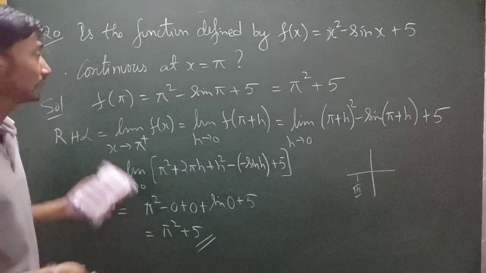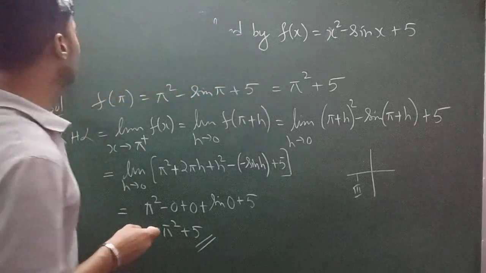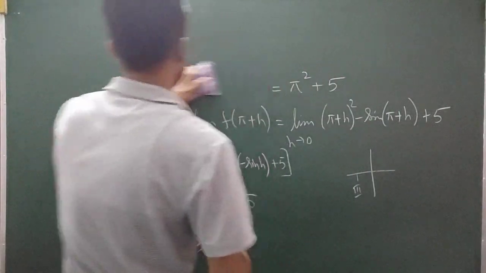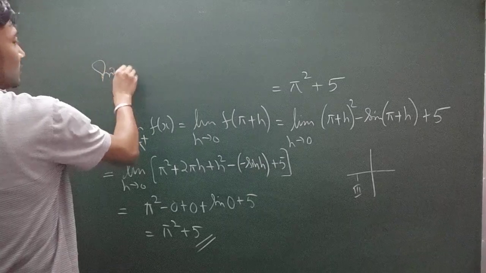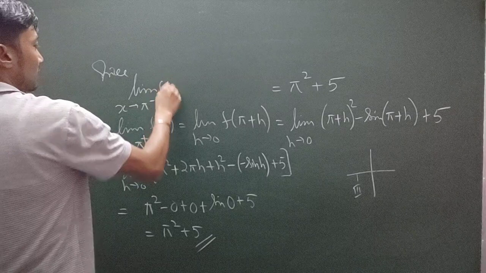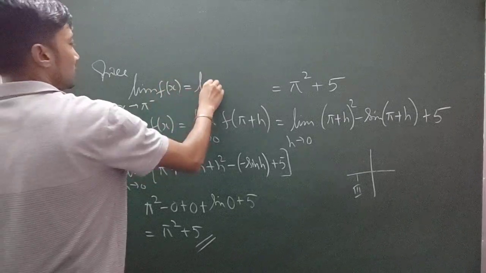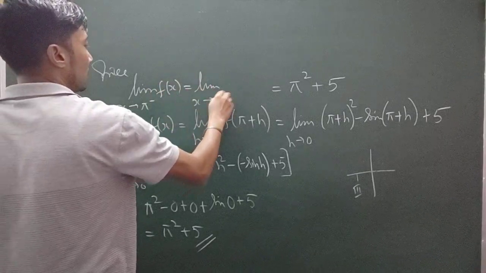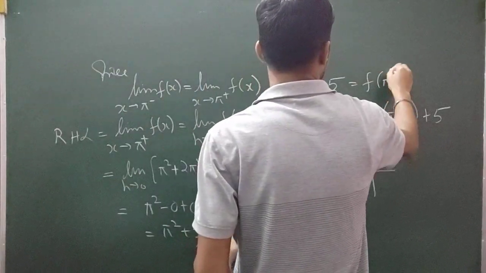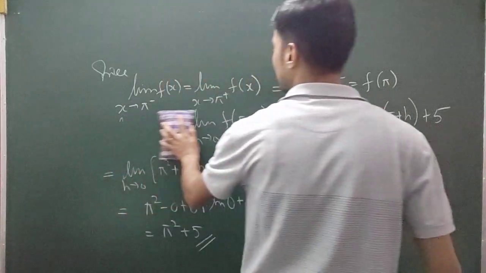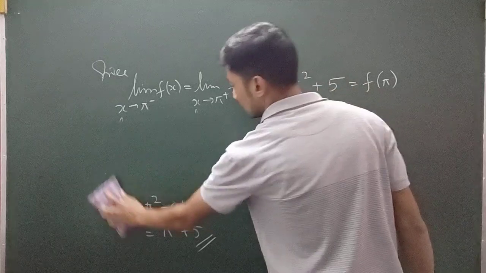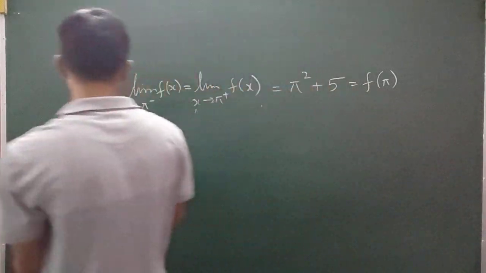So now what do we have here? We can now give the conclusion that since all the values are equal, left hand limit, right hand limit, since the limiting value as x tends to pi minus of f of x is equal to the limiting value as x tends to pi plus of the function, which is equal to pi squared plus 5, that is the value of the function, then what can happen? The function is continuous at x equal to pi.